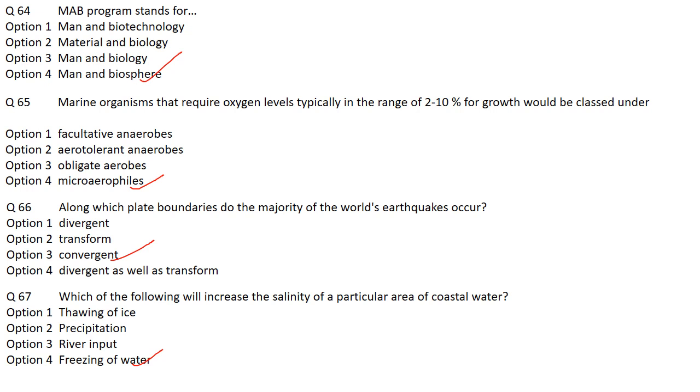Along which plate boundaries do the majority of the world's earthquakes occur? So it is the convergent. Answer is option 3. Which of the following will increase the salinity of a particular area of coastal water? So freezing of water. Answer is option 4.